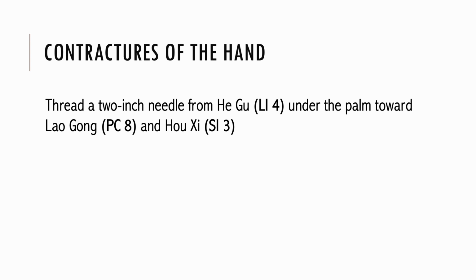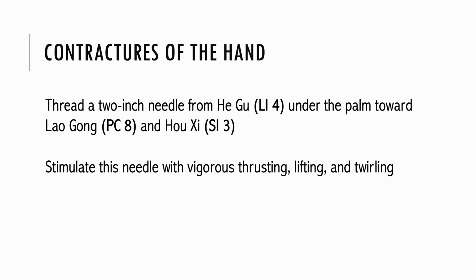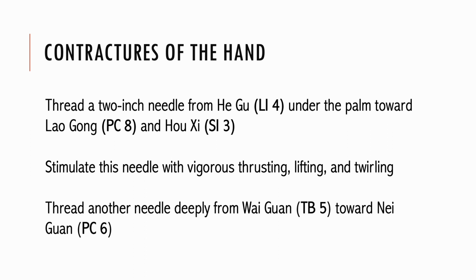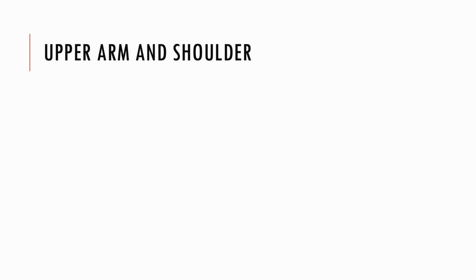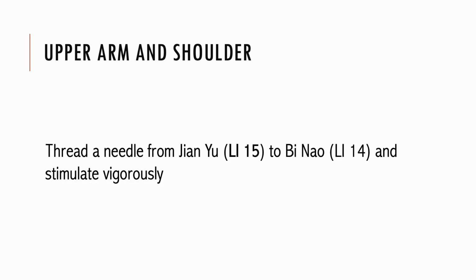Hand or foot paralysis is relatively difficult to recover and often requires a longer process, especially for a contracted hand and foot. To relax contractures of the hand, thread a 2-inch needle from LI4 under the palm toward pericardium 8 and SI3. Stimulate this needle with vigorous thrusting, lifting, and twirling. Thread another needle deeply from triple burner 5 toward pericardium 6 and stimulate in a similar fashion. To relax the upper arm and shoulder, thread a needle from LI15 to LI14 and stimulate vigorously.